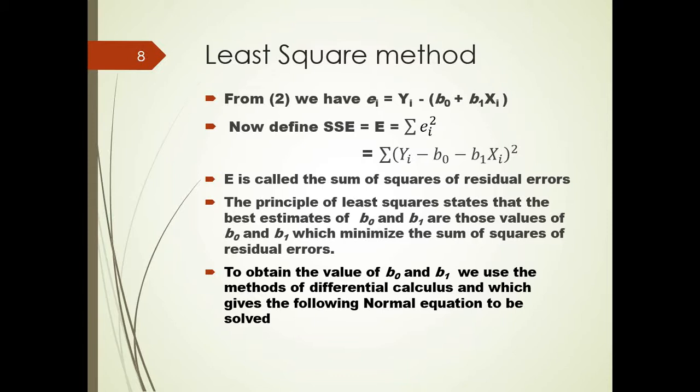Again, a problem is there. Actually we have n equations and n plus 2 terms, that is b naught, b1 plus n e_i. So that is why we go for the least squares method. What we have to do is use the principle of calculus. Maybe you may not be familiar with that, but some of you who have studied mathematics at plus 2 level can know what maxima and minima are.